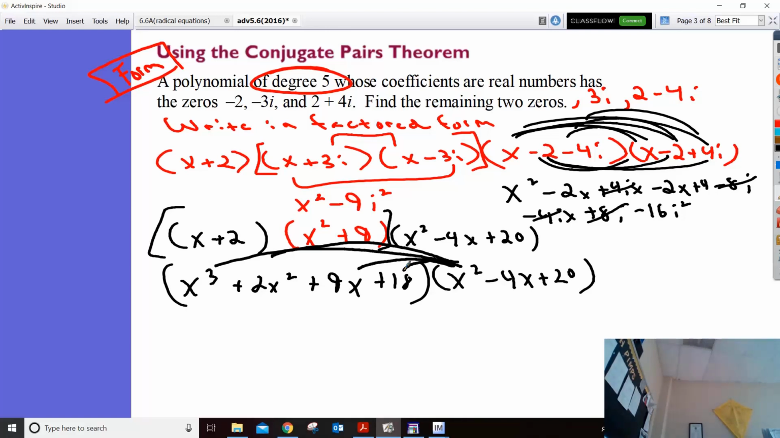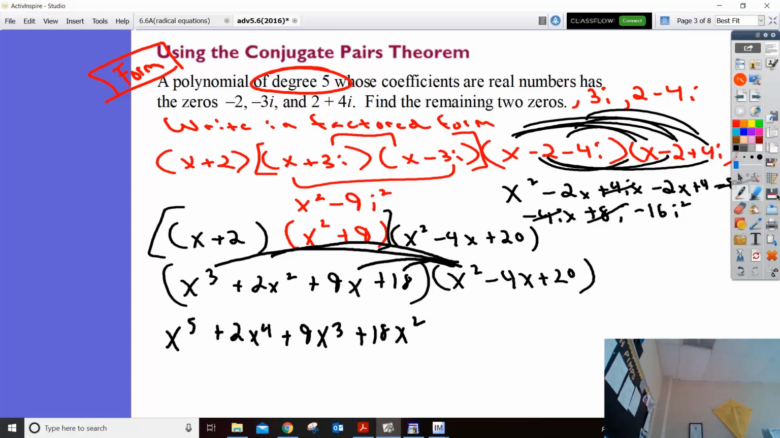Some kids need that to remember what they've skipped. That's an x to the 5th, plus a 2x to the 4th, plus a 9x cubed, plus 18x squared. There's 4. Ready to go. I feel that yawn deep in my soul.